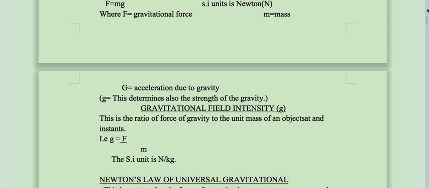The SI unit is Newton per kilogram because F, which is the force, is in Newton. Mass, m, which is the SI unit, is what? Kilogram.